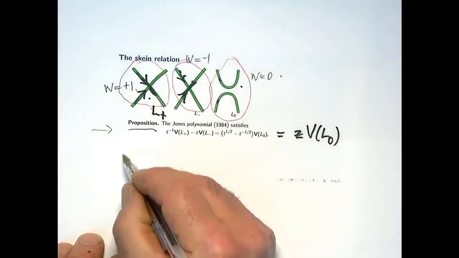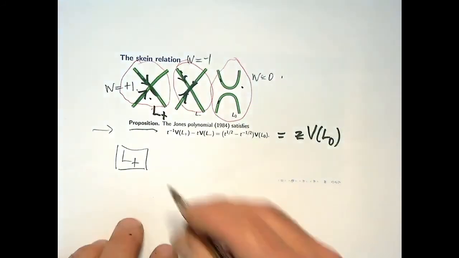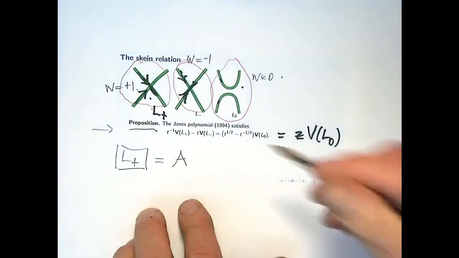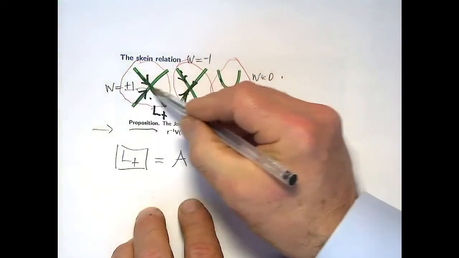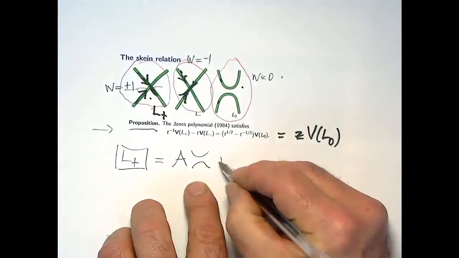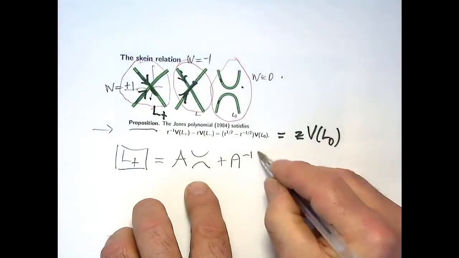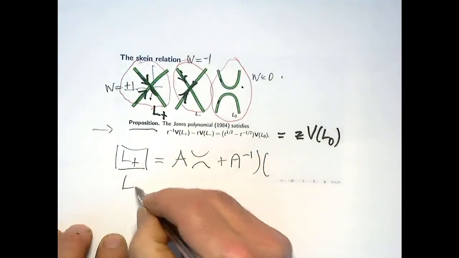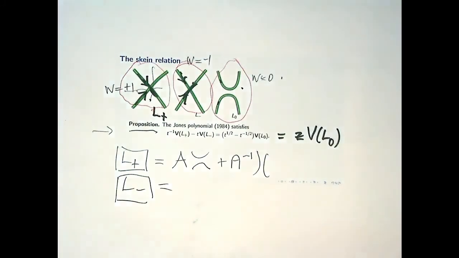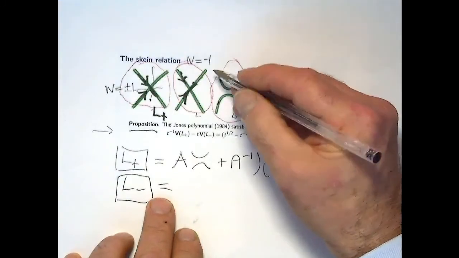So what is the Kauffman bracket of L+? Well, you use our splitting rule, so that would be A times what happens when you split this way, which would be this, plus A inverse times what happens when you split the other way, which would be this. Whereas L minus is just the reversed crossing. I told you how to do that. You just reverse things.